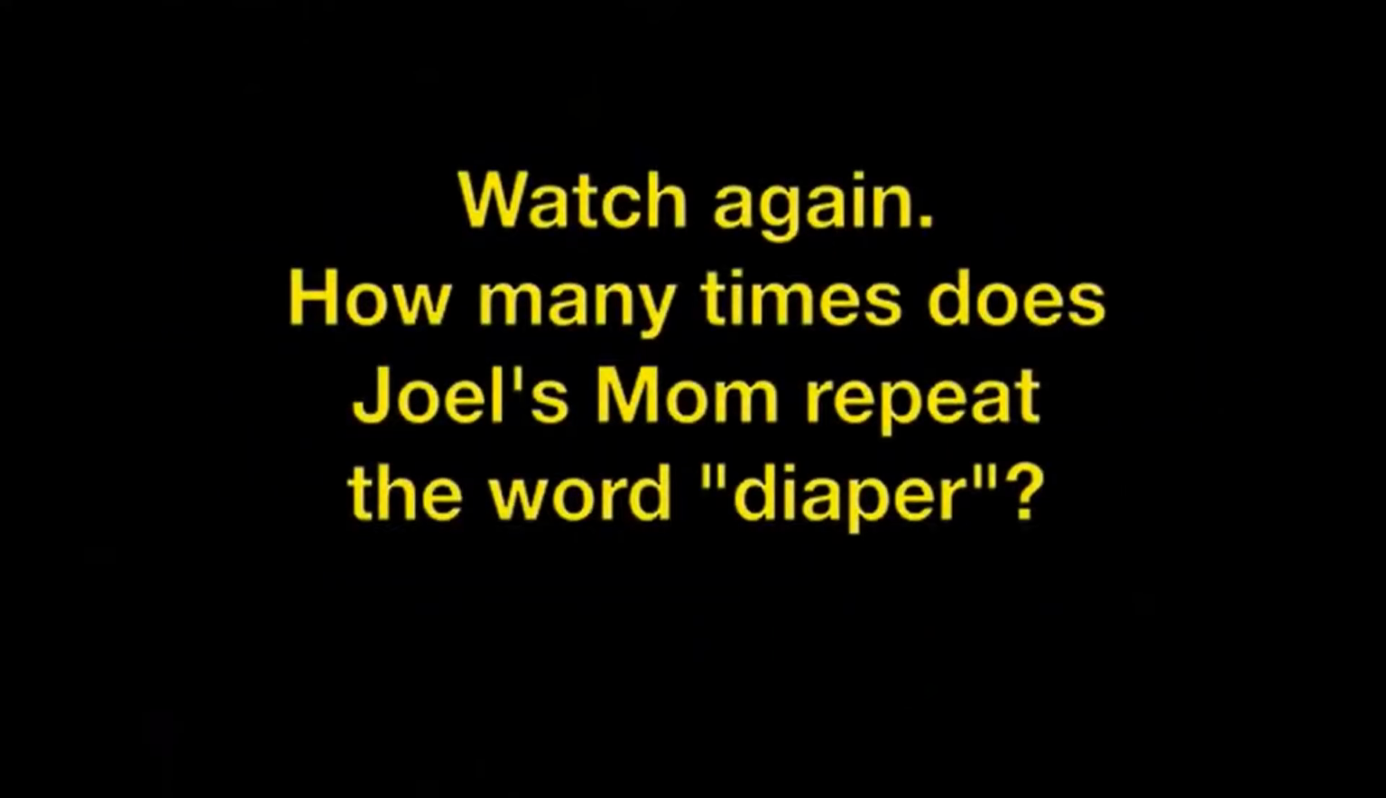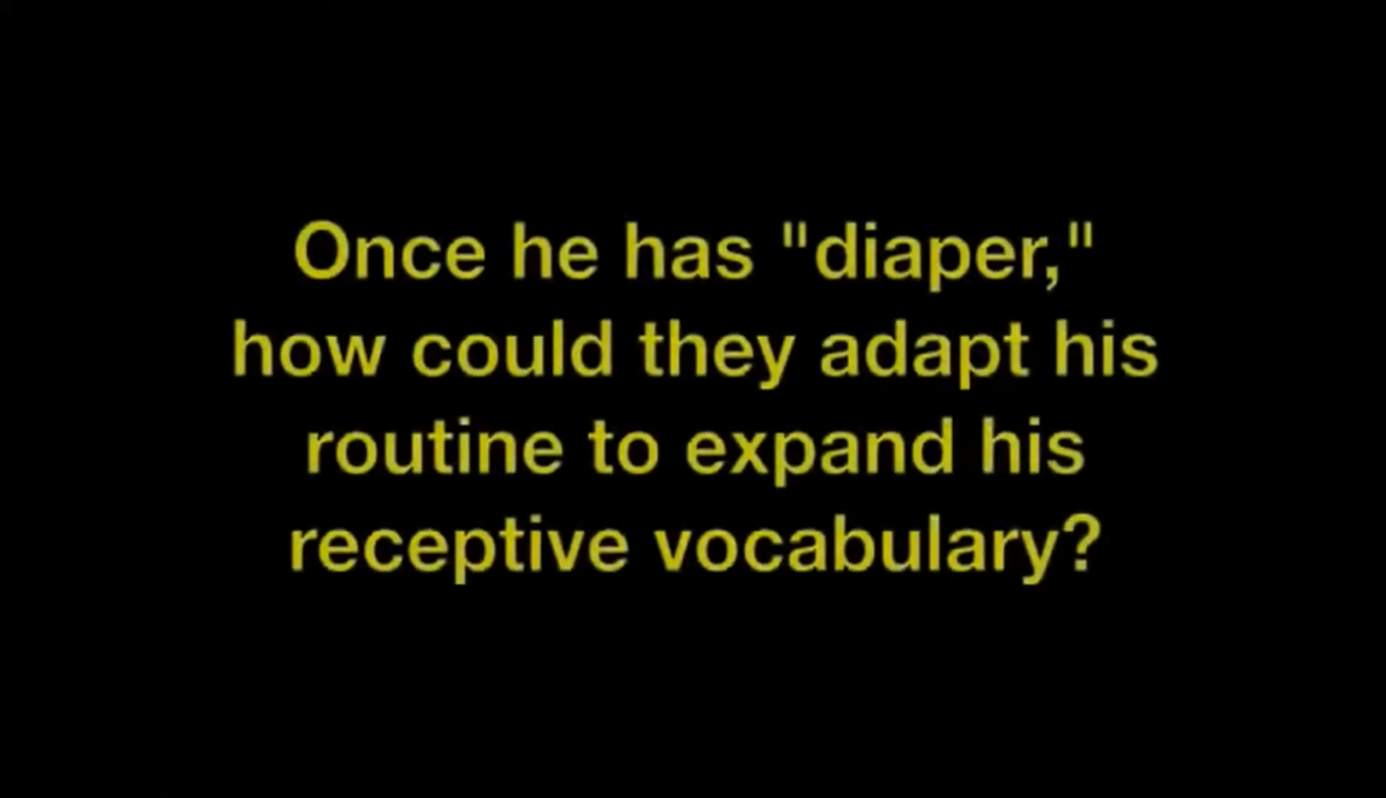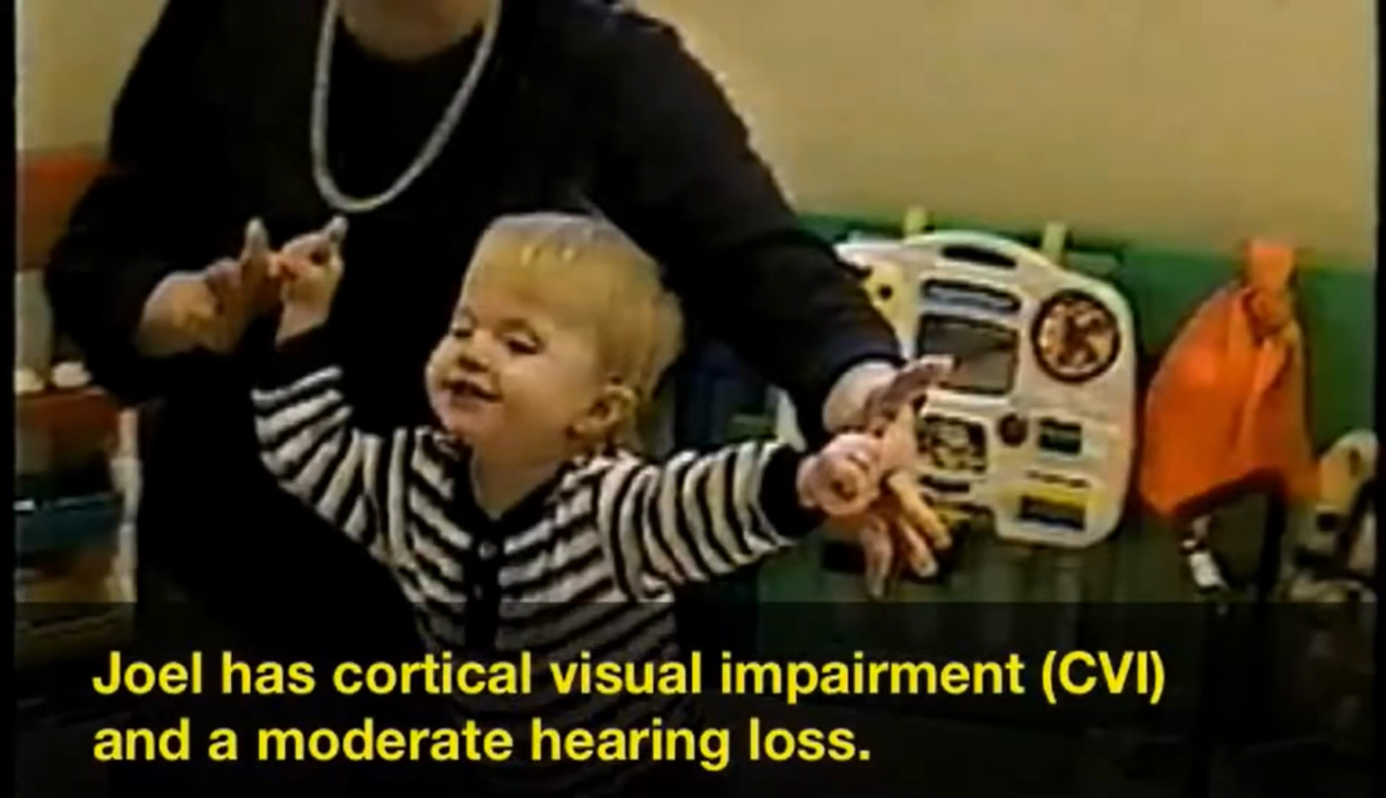Watch again. How many times does Joel's mom repeat the word diaper? Once he has the word diaper, how could they adapt his routine to expand his receptive vocabulary? Joel has cortical visual impairment and a moderate hearing loss.